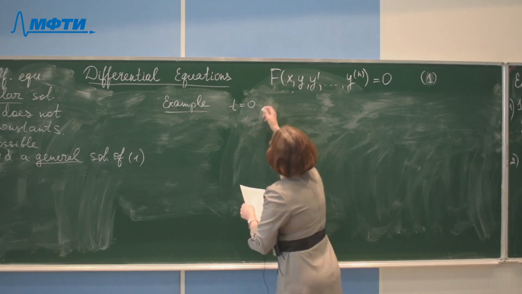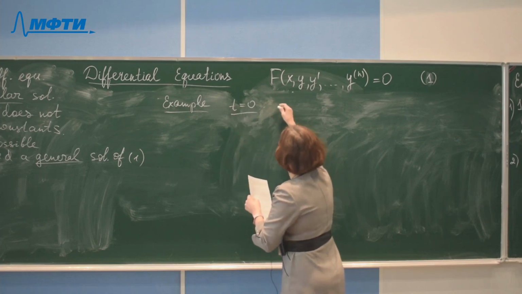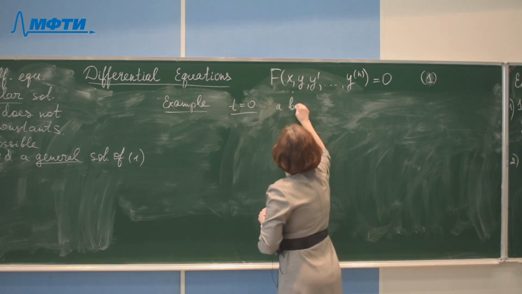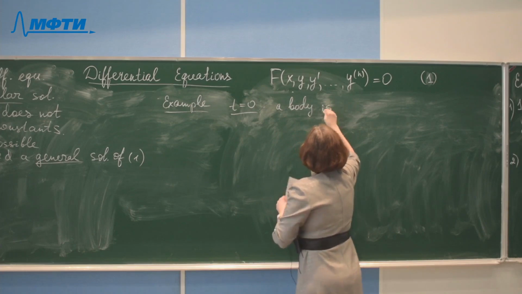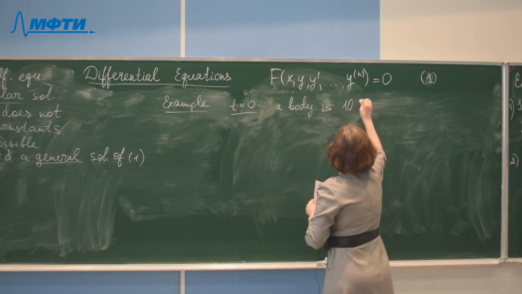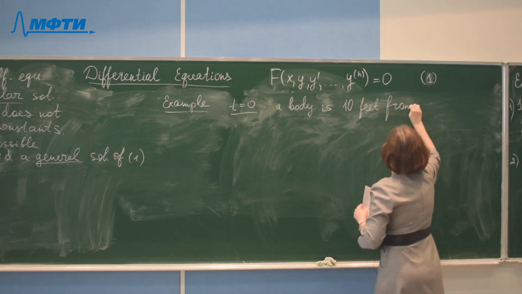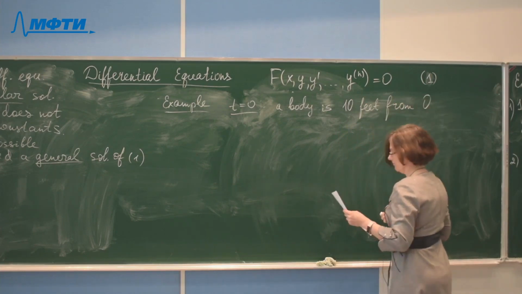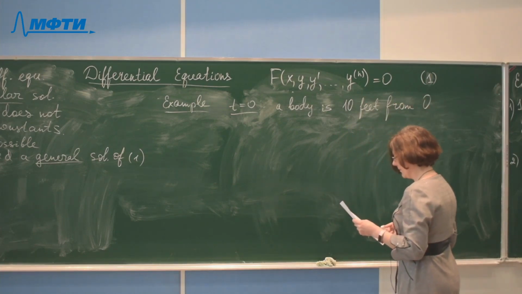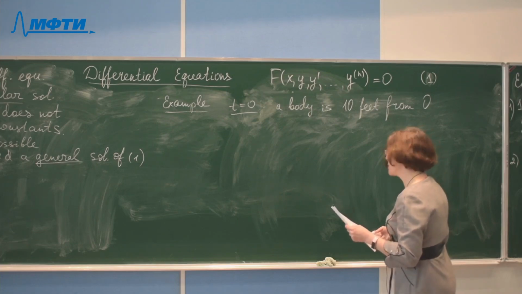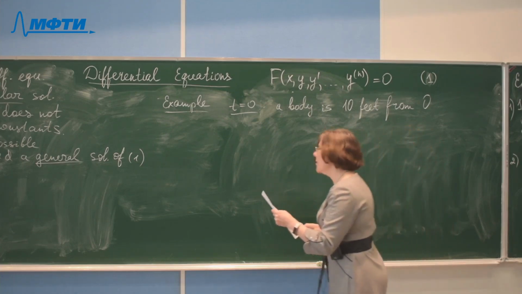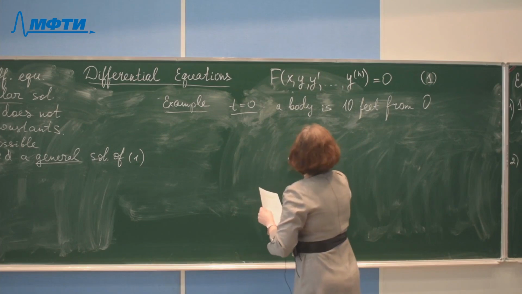So at this time, a body is 10 feet from the origin and is moving with a velocity of 20 feet per second.